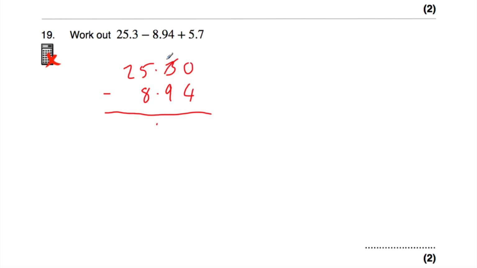0 take away 4, let's borrow. So it's now 2 and a 10. 10 take away 4 is equal to 6. 2 take away 9, let's borrow again. That's a 4 and a 12. 12 take away 9 is equal to 3. 4 take away 8, let's borrow again. So we've now got 14 take away 8 is equal to 6.